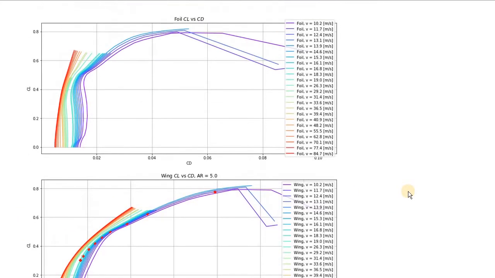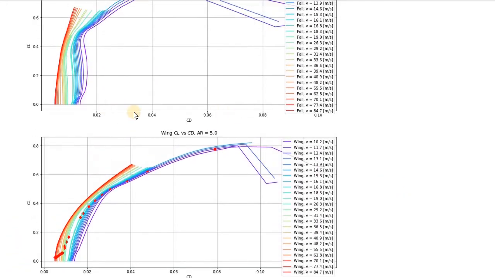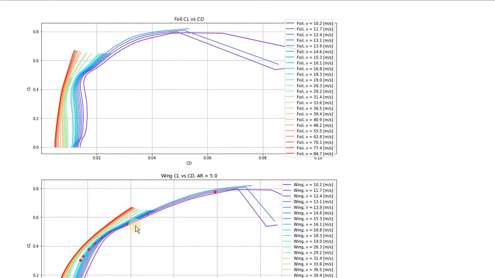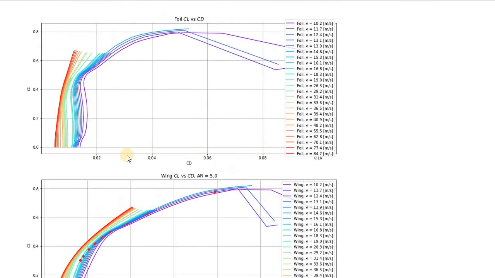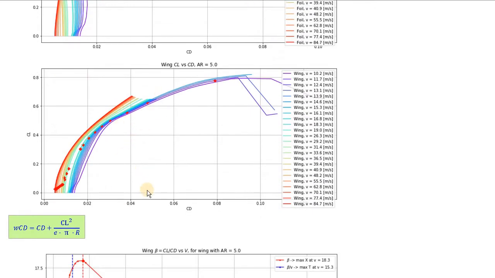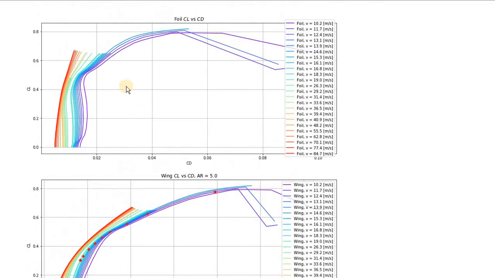And if you look at those two graphs, the series of those curves, you will note that for the wing case, so this is the wing, we have kind of more tilt. That also makes sense, because more tilt means that for the same lift coefficient as here, you're going to have more drag. So you have more drag because you have a wing, not a 2D foil.